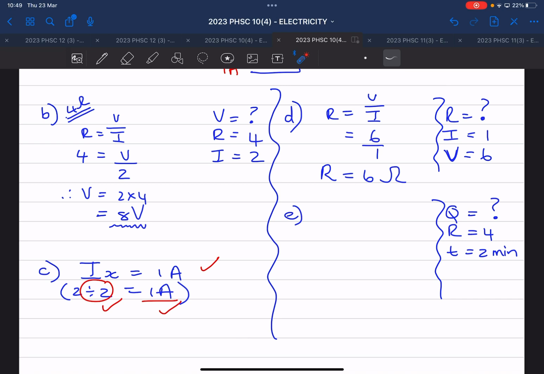No. Not for the test. We just spoke about charges in the previous chapter, so you must know the symbol for charges. But not this equation, no.